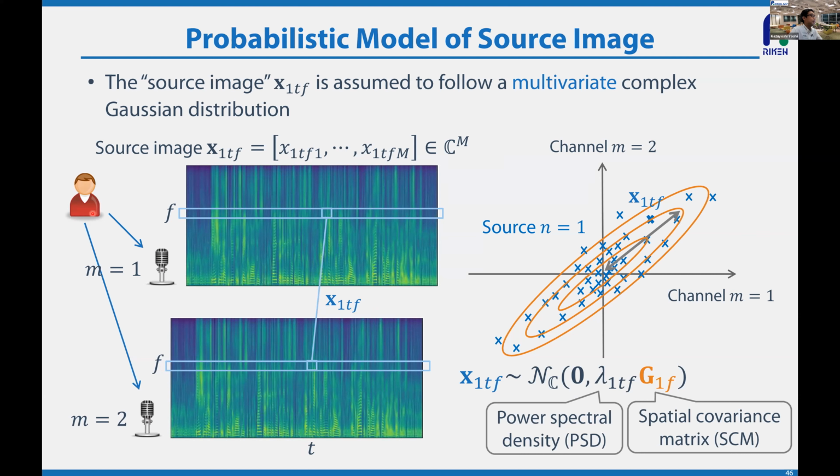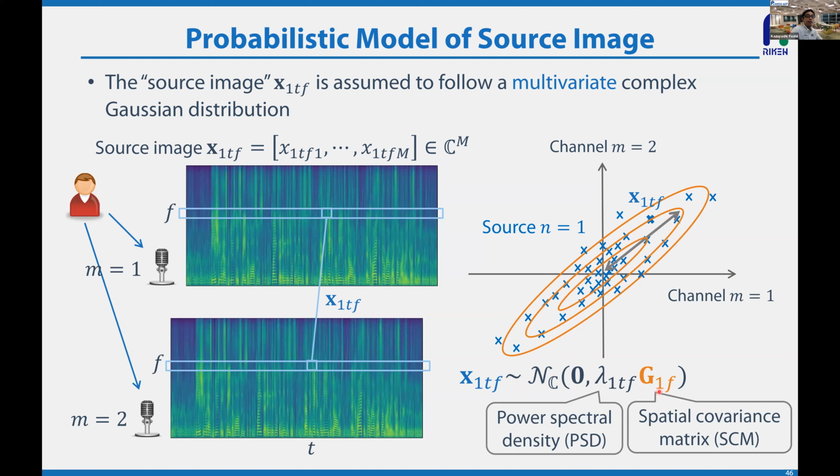Because this is source one, that's why we use index one here. So anyway, this is the two-dimensional vector. If you plot this on this plane, first channel, second channel, this x1 tf is distributed like this. Typically this distribution is assumed to be a Gaussian distribution, a multivariate Gaussian distribution.